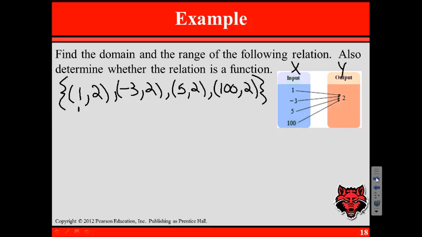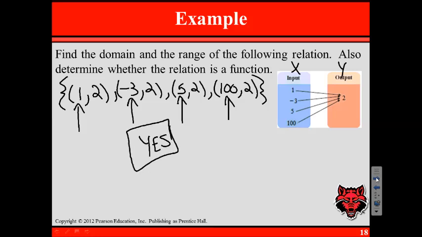Now remember, a relation is a function as long as we don't have repeated x values. When we look at our x values, 1, negative 3, 5, 100, none of those are repeated. It doesn't matter that we use the same y value every time. There are no repeated x values, so the answer is yes, it is a function.